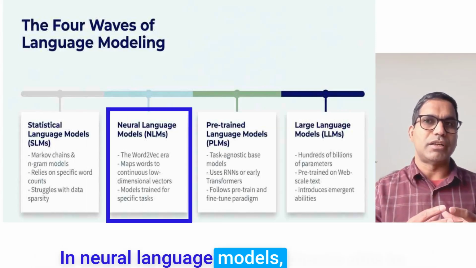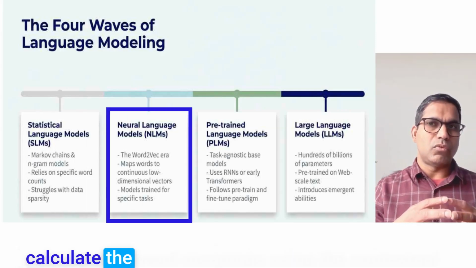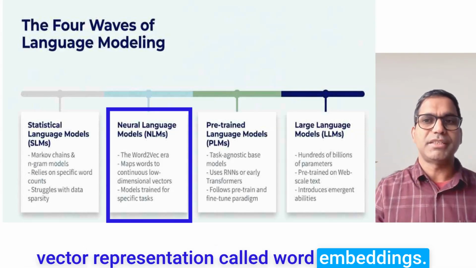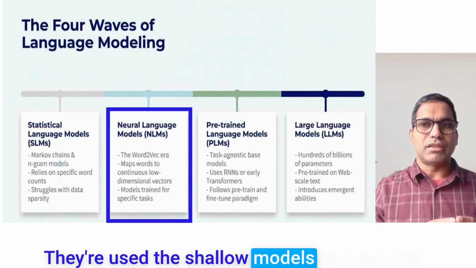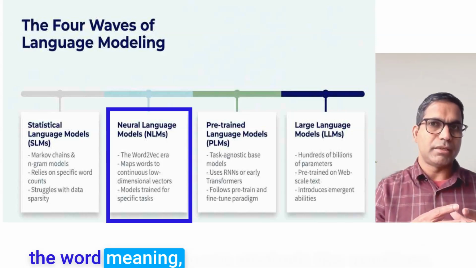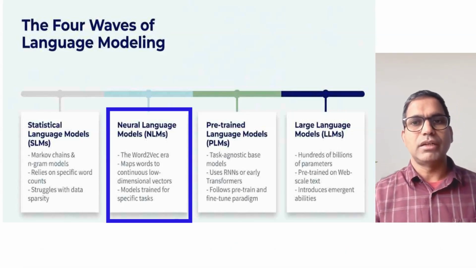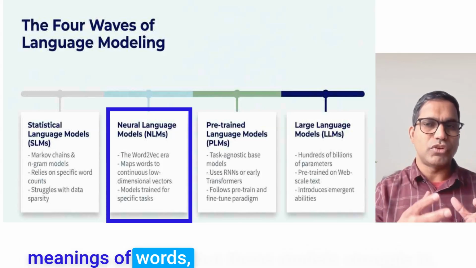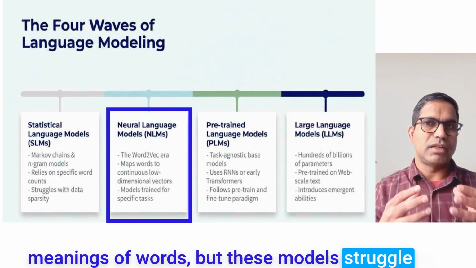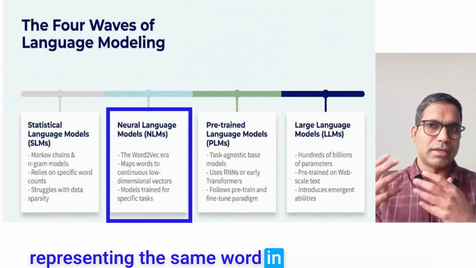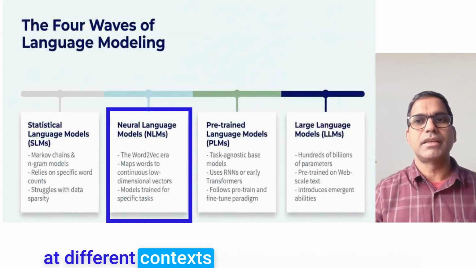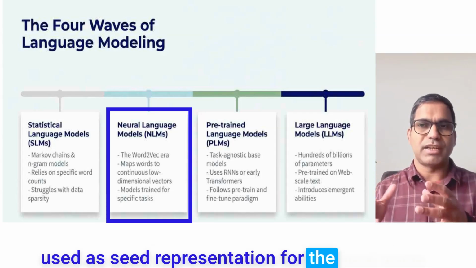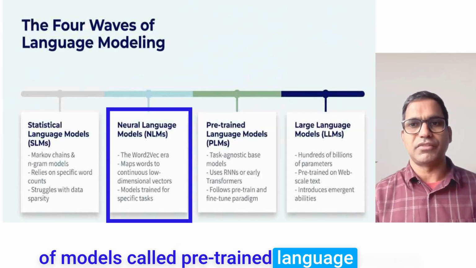The next wave of language models are called neural language models. In neural language models, they are able to calculate word meanings using a contextual vector representation called word embeddings. They use shallow models to represent word meaning using methods like word2vec. These models are pretty good at identifying the meanings of words, but they struggle in representing the same word with different meanings in different contexts. But these models can be used as a seed representation for the next wave of models called pre-trained language models.